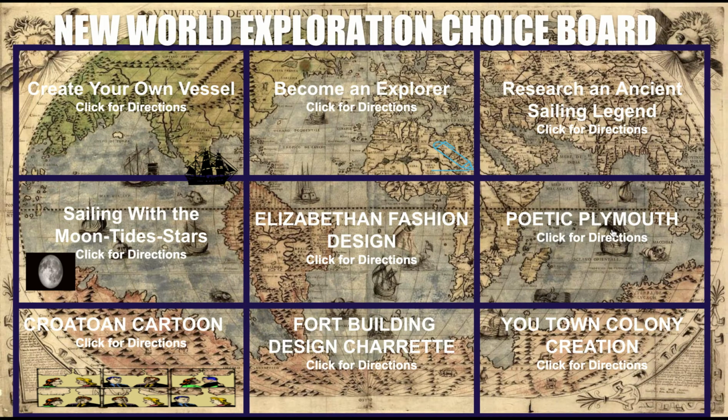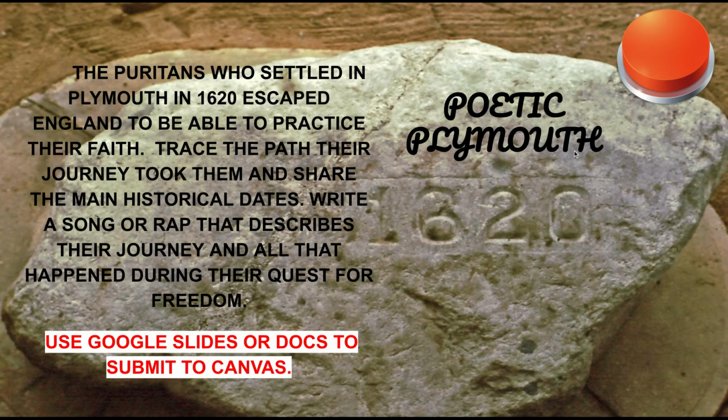The sixth choice of 9 is the Poetic Plymouth. And the Puritans, who we're learning about just this week, who settled in Plymouth in 1620, escaped England to be able to practice their faith. Trace the path that their journey took them and share the main historical dates, write a song or a rap that describes their journey and all that happened during their quest for freedom.